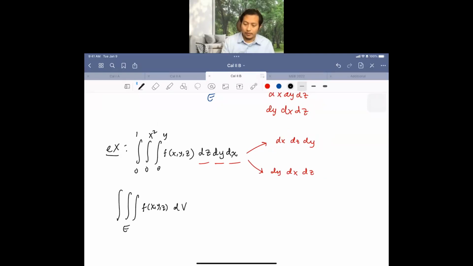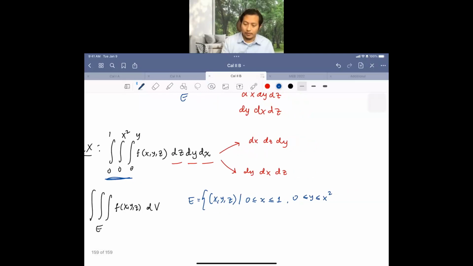You could write this as a triple integral and then dV. Okay, and then we could start with mentioning E based on what we have here. So first is 0 to 1 for x, and then 0 to x squared for y, and then for z we have from 0 to y.